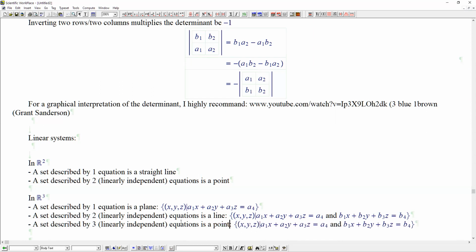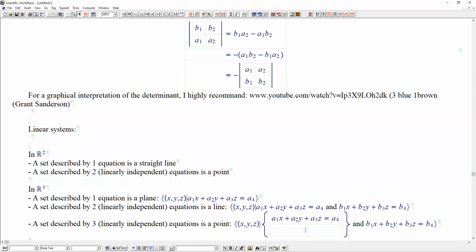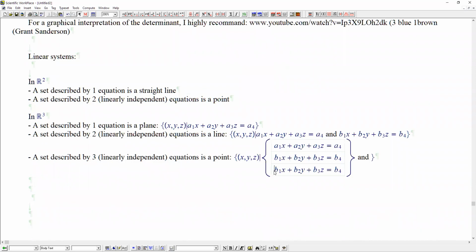A point, yes. So if I have, let me be more strict, this, and a third equation. Because I have 3 equations and 3 unknowns, I can have only one solution that is compatible with the 3 of them if the 3 of them are linearly independent.